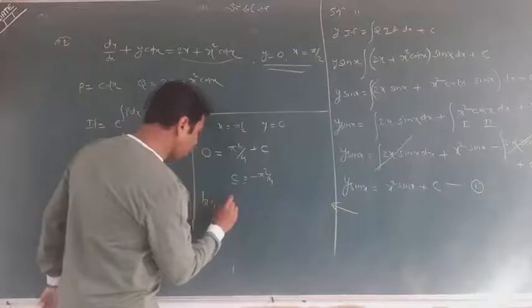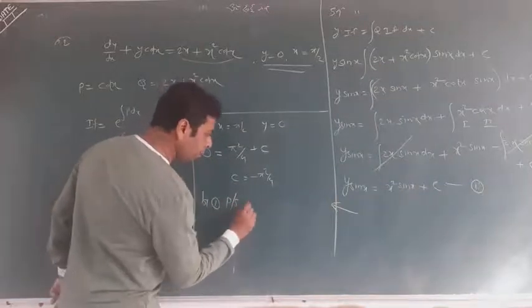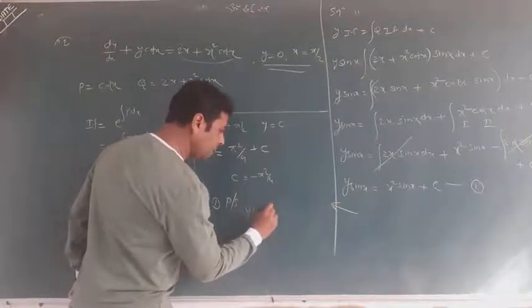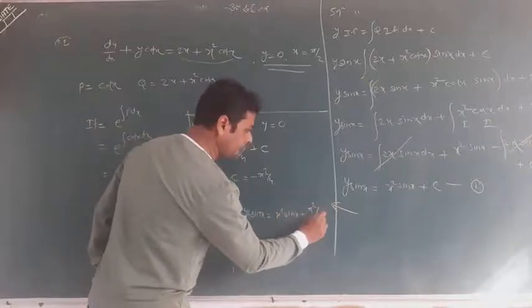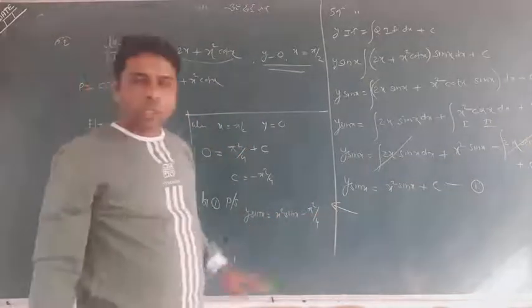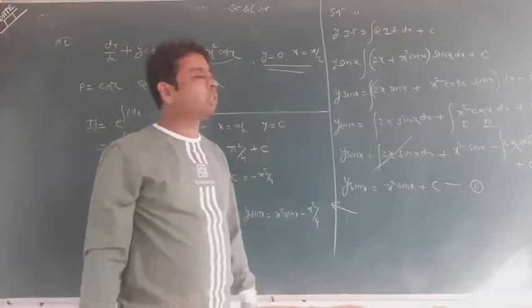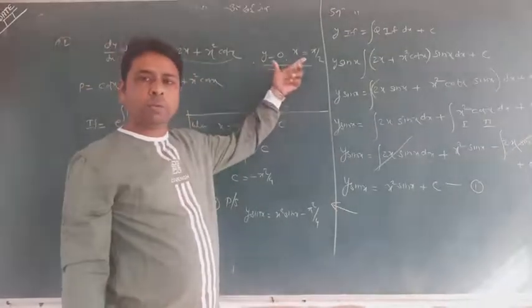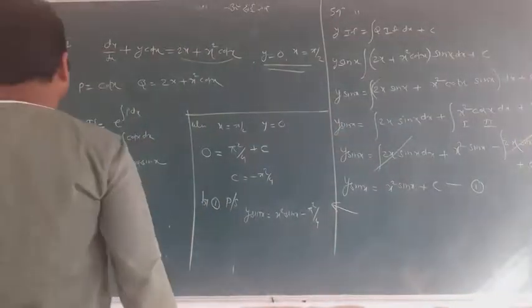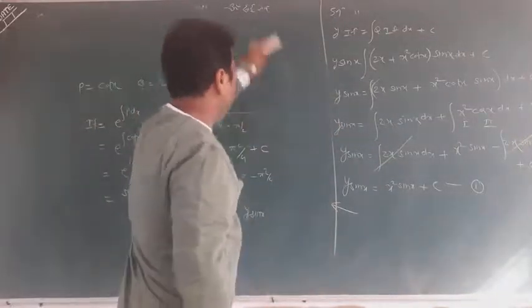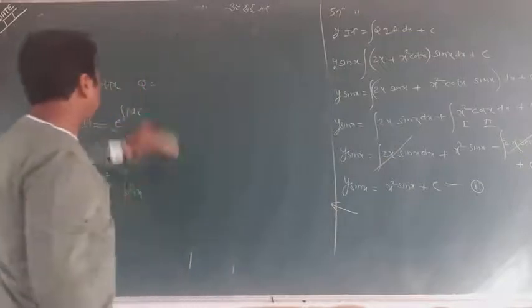The PS, particular solution, will be y sin x is equal to x square sin x, and instead of c I write minus pi square by 4. So this is the answer, called a particular solution. So whenever the values are given, you can find the value of c easily. So this is the way of doing the question, you got it, I think. Very easy questions, no matter at all.